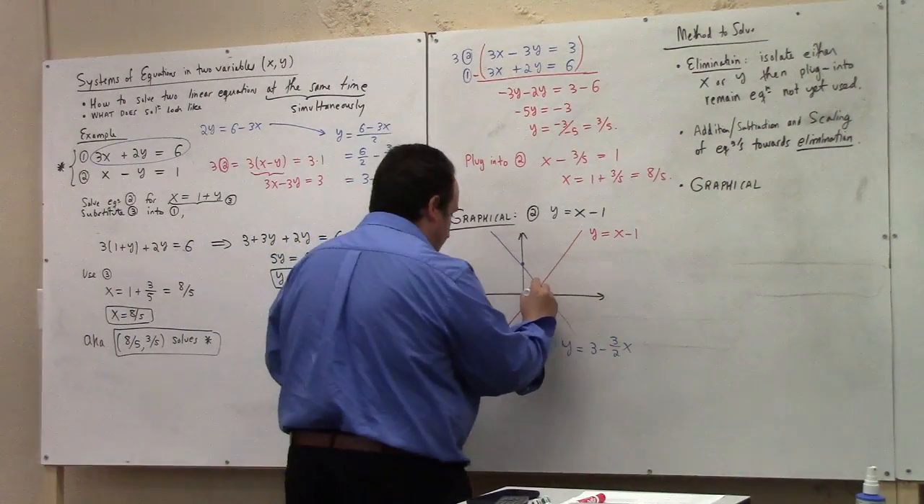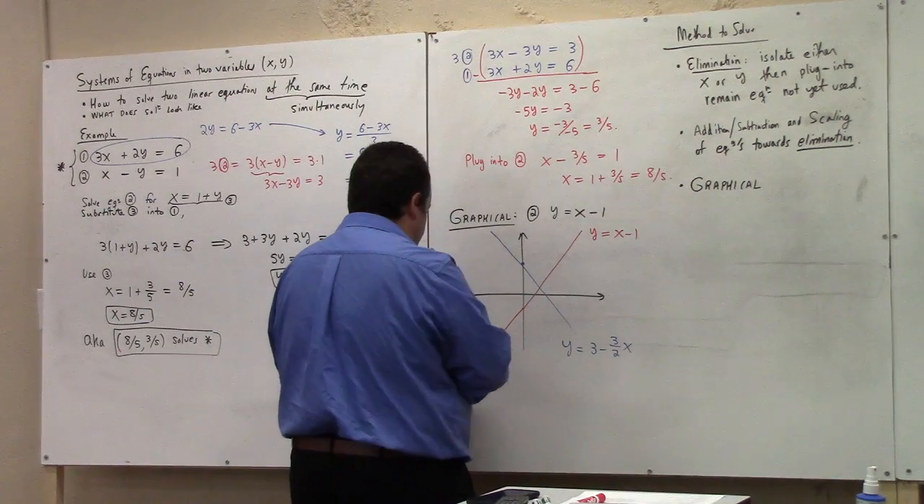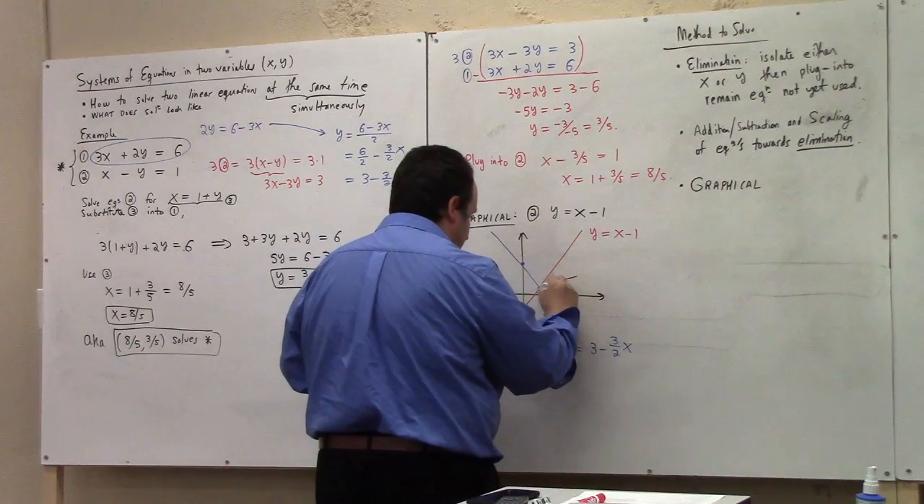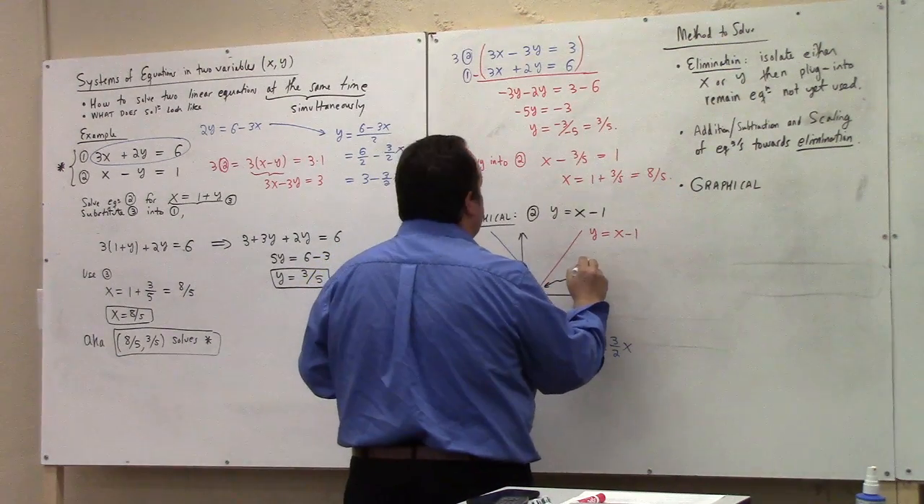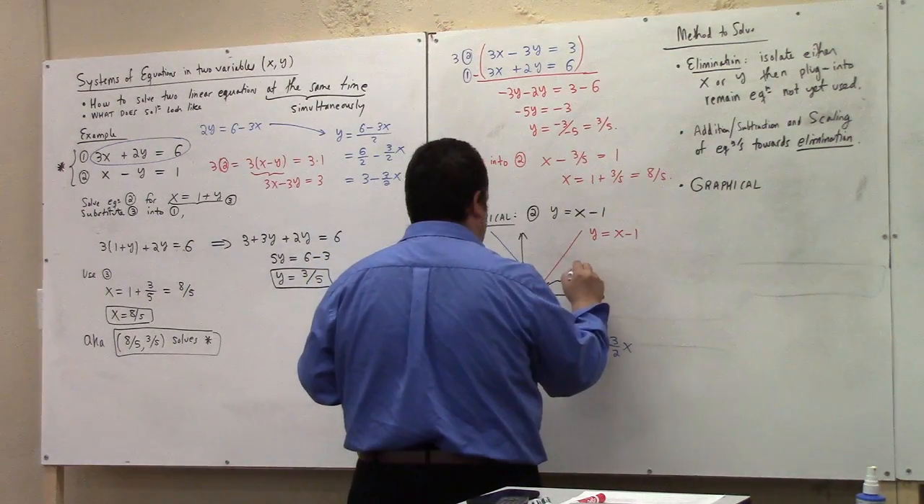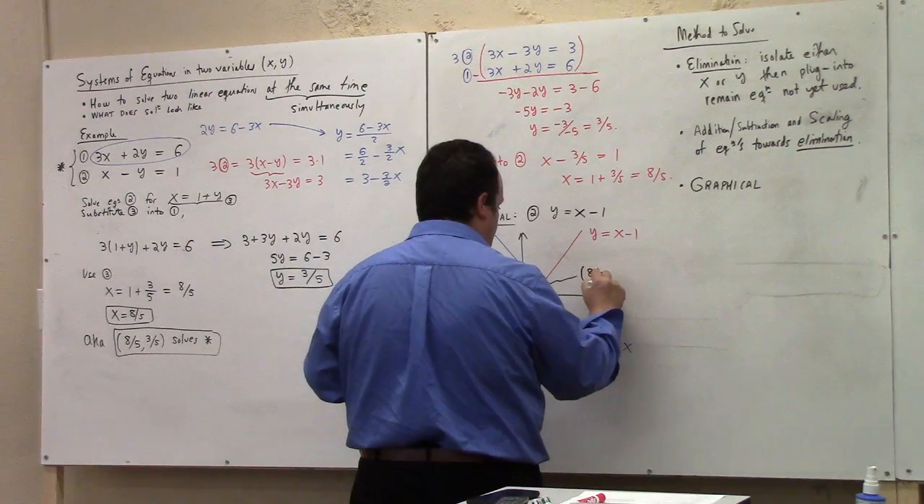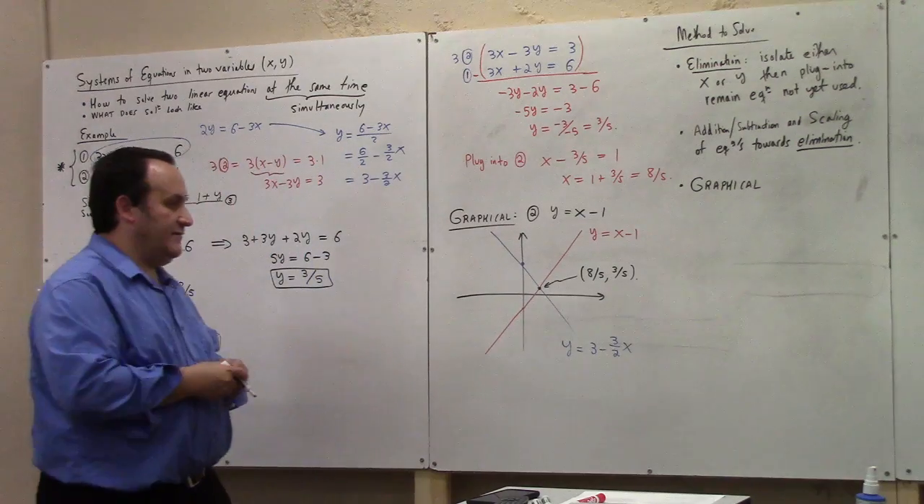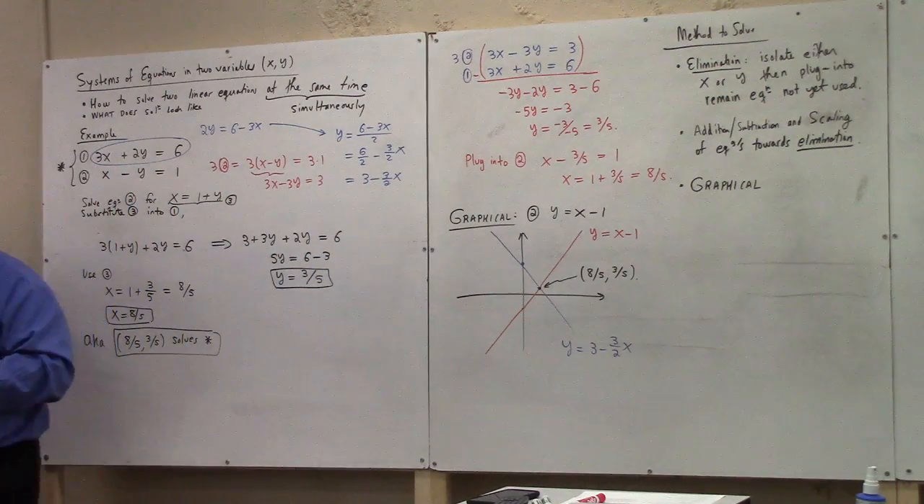In fact, without doing even so much as another bit of graphing, I can tell you the point where these two lines meet is the point (8/5, 3/5), which is kind of neat, right? So that's the graphical meaning for the solution as well.